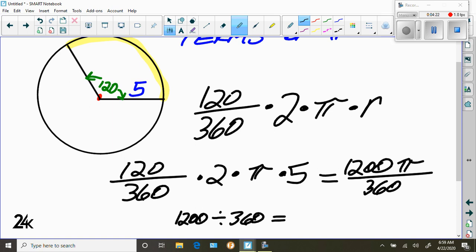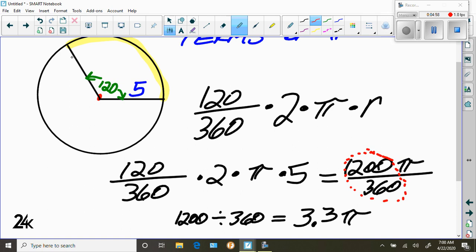So, trusty handy dandy calculator. 1200 divided by 360 is 3.3. So this answer is 3.3 pi. All I did was take these 2 numbers right here and divide them, 1200 divided by 360. The 1200 goes in your calculator first, and this pi is just along for the ride.